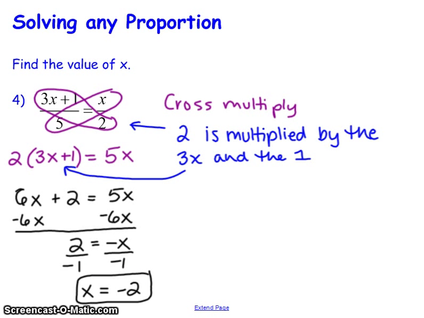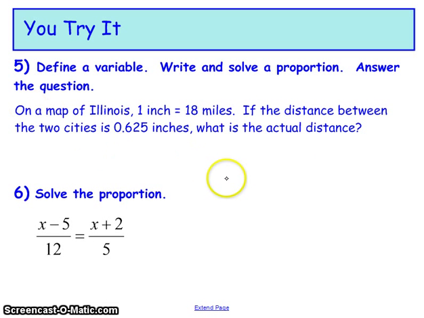Now that we've finished with rates, ratios, and proportions, there are 2 problems for you to try. You should do these in your notebook and be ready to give your answer and discuss them. Best of luck.